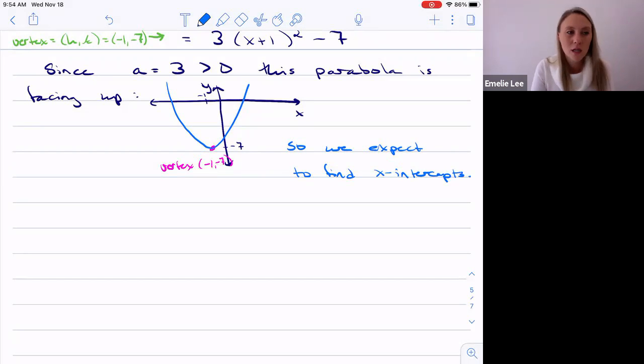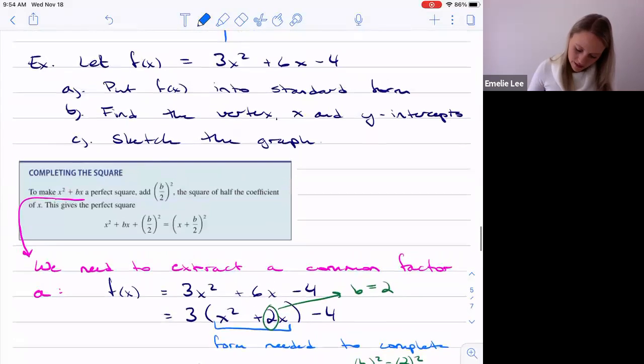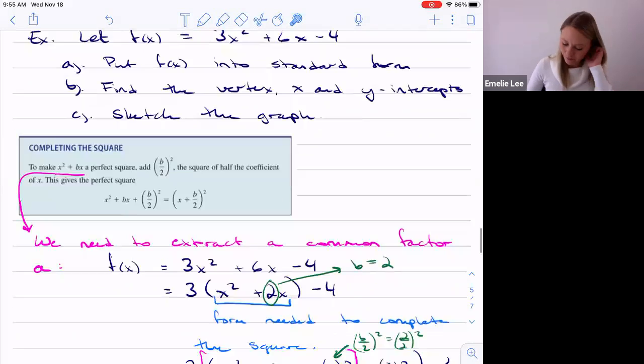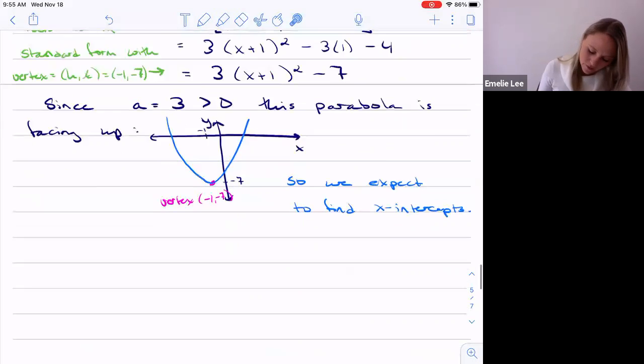Okay. So let's see here. Kind of got ahead of myself here. So put f of x into standard form, which we did, and then we jumped at the chance to find the vertex. And so now I'm going to look for the x and y intercepts, and then using those, I'm going to be able to sketch the graph more properly, right? But I know it's going to have this general look, right? We just need to figure out what these values are.